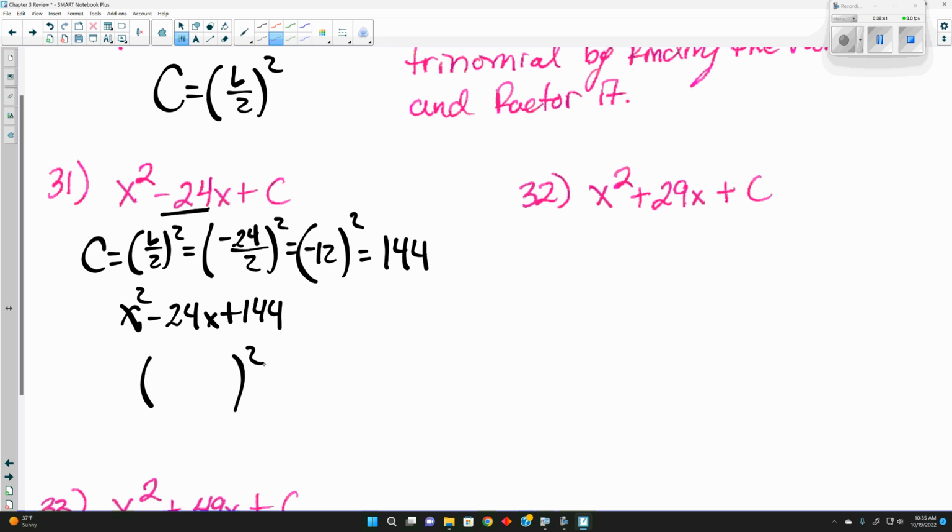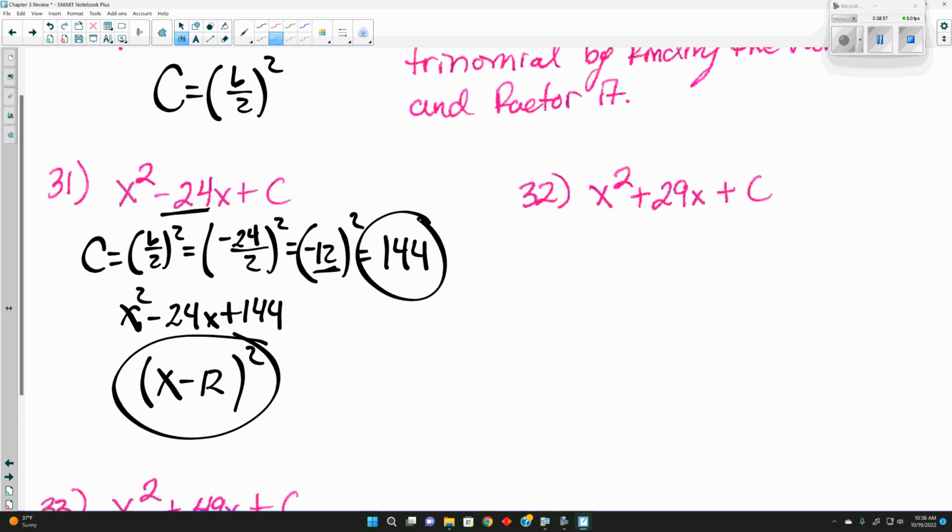And since this here is a perfect square trinomial, it's going to be rewritten as one set of parentheses squared. We're going to have x in front. And again, the number that goes with it is whatever we have inside the parentheses before we square it, which is our minus 12. That's it. That's all it's asking for.